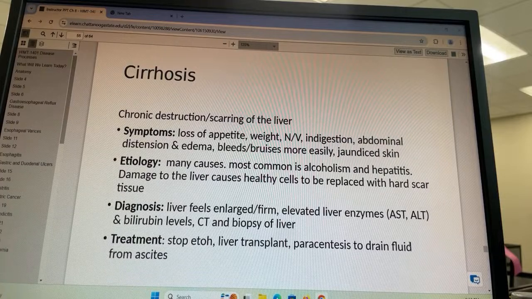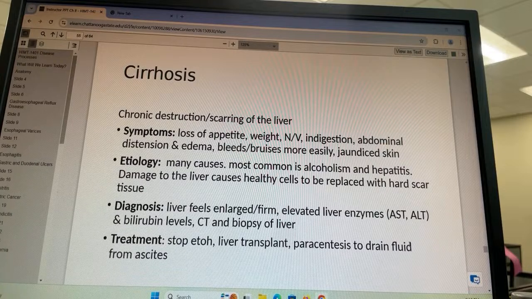Symptoms of cirrhosis are loss of appetite, losing weight, nausea, vomiting, and indigestion, sometimes abdominal distension and edema, so it can look similar to a peritonitis situation. Also, much more easily bleeding and bruising, with some jaundiced skin.